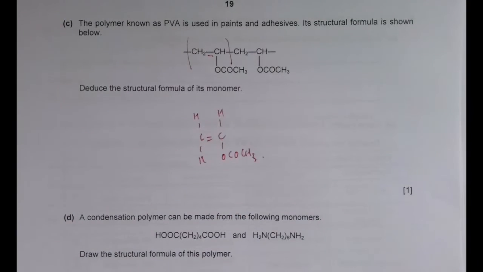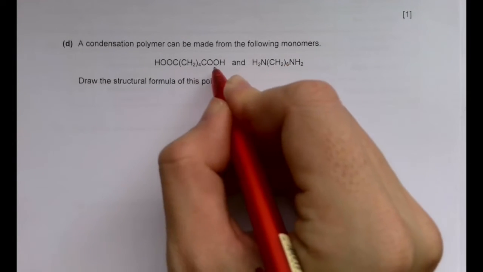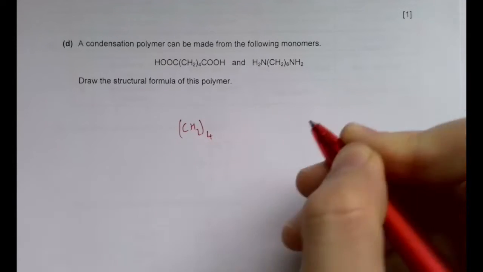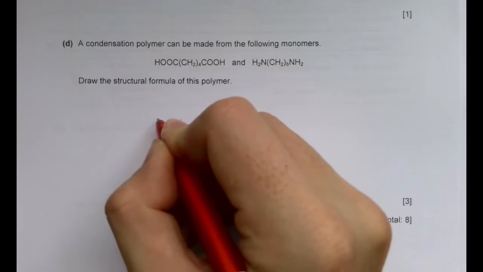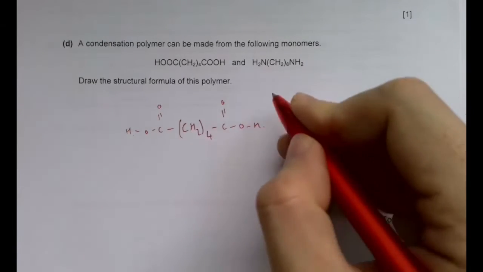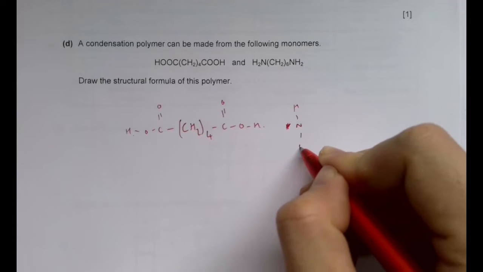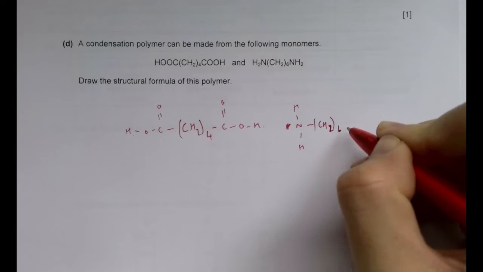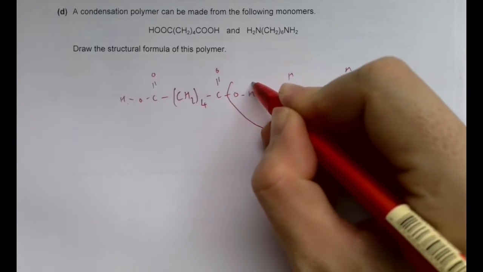There it is. Okay. Slightly more difficult, a condensation polymer can be made from the following monomers. Deduce the structural formula of this polymer. So like I said, if you're not sure, just go ahead and draw it all out. So I can leave that bit there for now, although if you want to, you can draw that out as well. And then draw the acid group out so you know what's going on. Okay, and then over here, we're going to have NH2, CH2 6, and NH2. All right, and then we're going to lose the water.